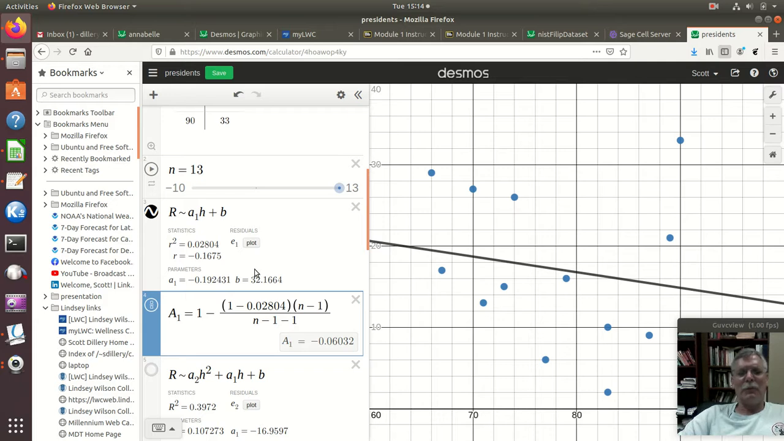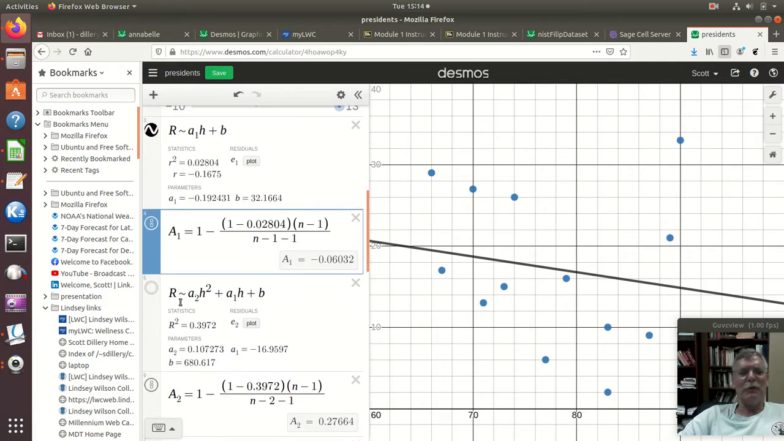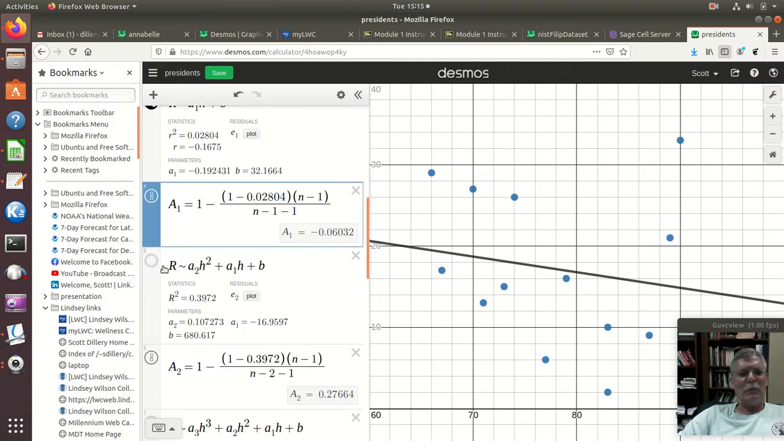And so now we move on to, what about a quadratic? And so I do the same thing, r tilde. Now I have a2h squared plus a1h plus b, so I'm saying Desmos, fit this model. And as soon as I use that tilde, it's expecting to do this, so it did it on its own. And again, I get an r squared way up to 40%. And let's put that in there. And so there's my quadratic.